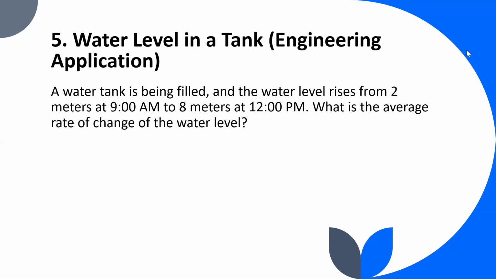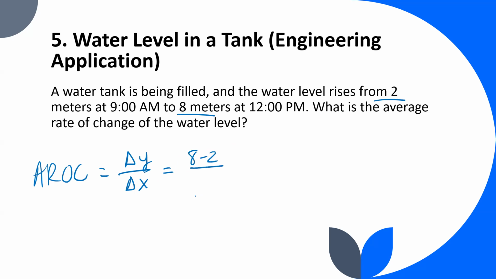Okay, so at this point, remember I said, let's see if we can just do it without having to write all of our information out, right? So it's our change in our y over our change in our x, right? So in this case, our y's are what? Represents the what? The meters. So we're looking from 2 to 8, right? So our change in our y is 8 minus 2.